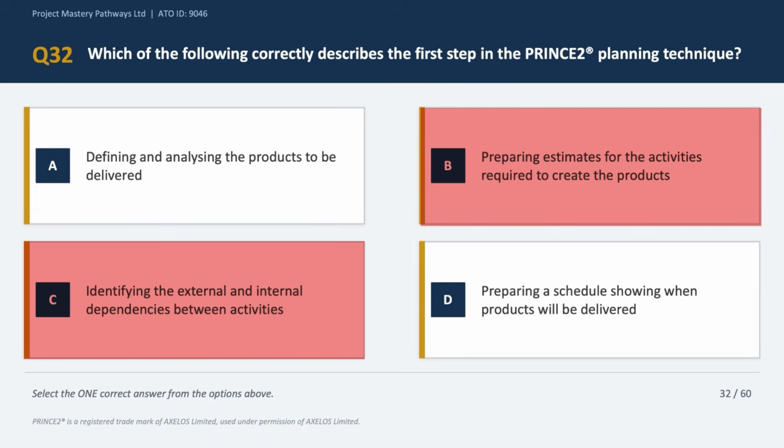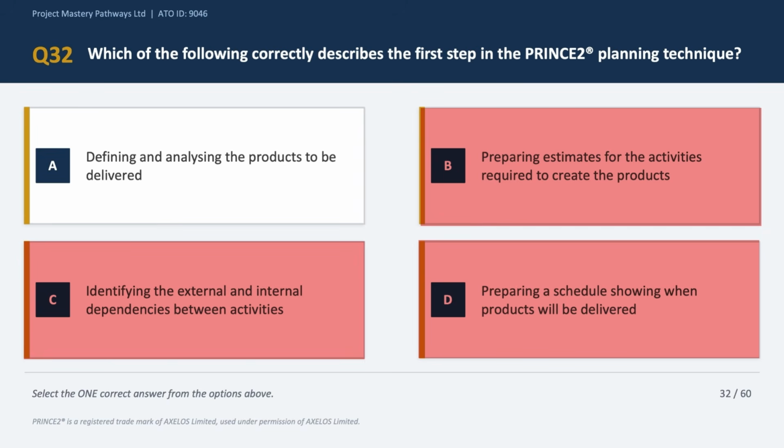Option D says preparing a schedule. A schedule is produced towards the end of the planning process. You need to know the activities, the estimates, the dependencies before you can build a schedule, right? So we can eliminate option D as well. Now option A says defining and analyzing the products to be delivered, and this is the correct answer choice.